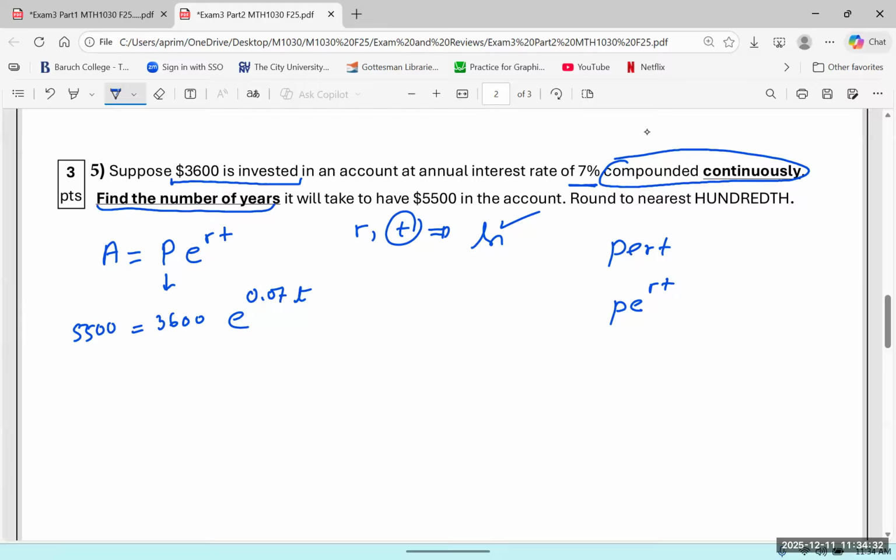Okay, anyway. Since our goal is to solve for t, that means we need to get rid of this principal. So we divide by 3,600.